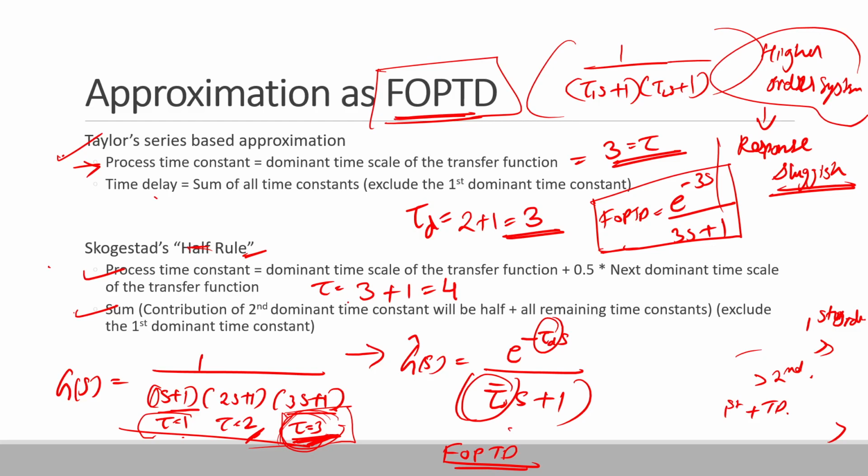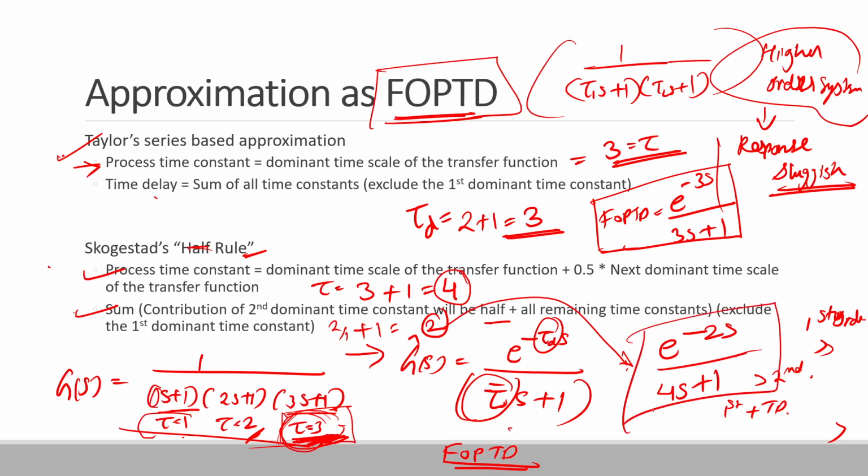So this is basically tau, and now we need to find the time delay. The time delay will be the contribution of the second dominant time constant, which will be half, plus all the remaining constants, and we have to again remove the first dominant time constant. So over here it will become 2 by 1 plus 1, that is basically 2. So the FOPTD system will become e raised to minus 2s upon 4s plus 1. So this is our FOPTD based on this half rule formula.